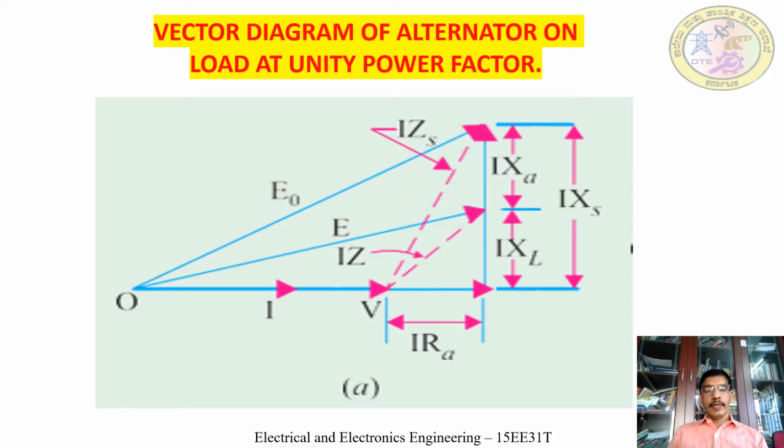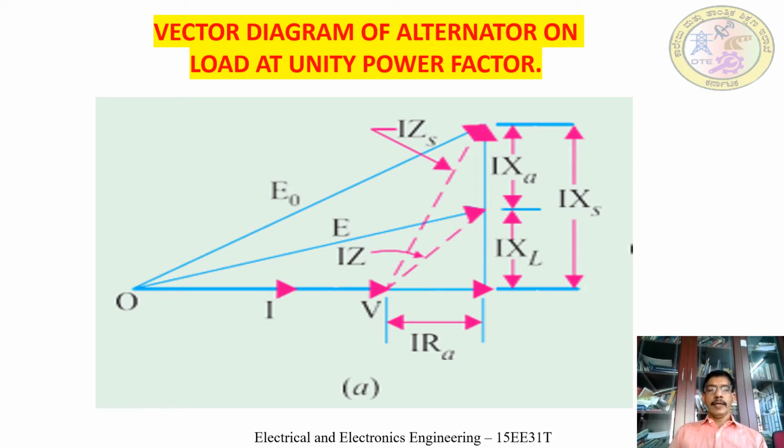Next, one by one you have to study the vector diagrams. Vector diagram of alternator on load at unity power factor. Unity power factor means pure resistance. Load consists of pure resistance, no inductance, no capacitance. In that case, the angle between voltage and current is 0. So power factor is cos 0, which is 1.